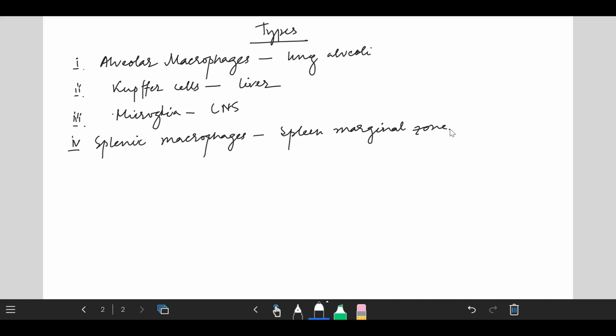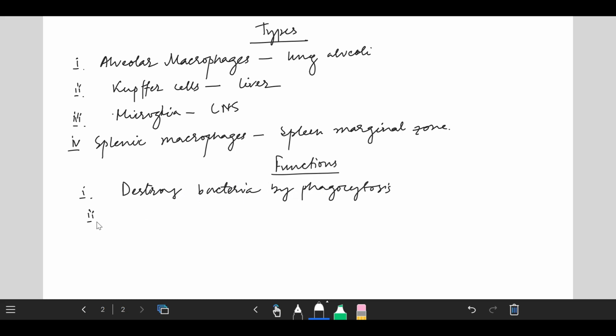Okay, now we will see what are the functions. First function is to destroy the bacteria by phagocytosis. Second one is activate the immune functions. Third one is actually phagocytose apoptotic cells, or helps in the secretion of hormones like cytokines. So it secretes hormones like cytokines.